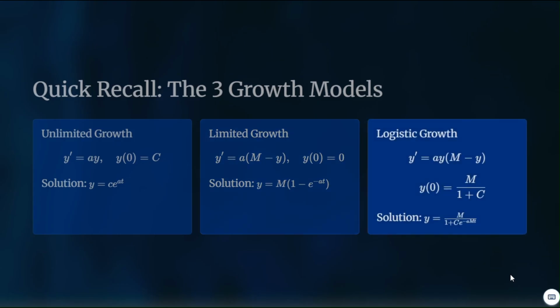And then for logistic growth, the growth is proportional to both the current size and the distance from a maximum. So y prime will be equal to a times y times m minus y. And if the initial condition y of 0 is equal to m over 1 plus c, then the solution will be y equals m over 1 plus c e to the power negative a times m times t.